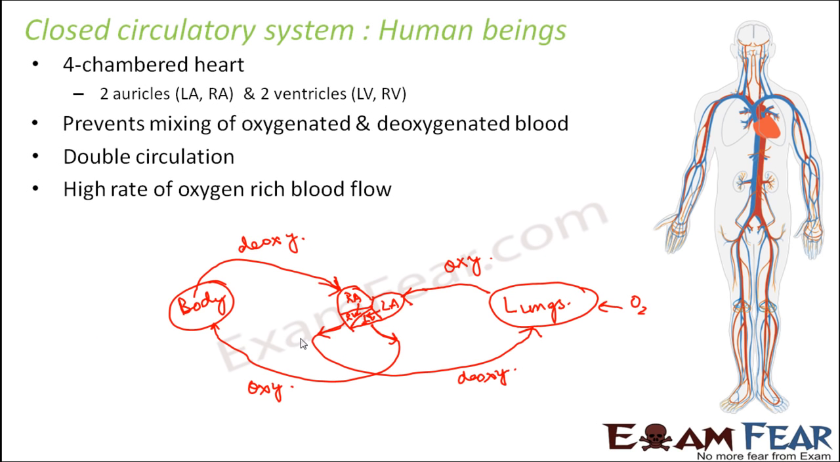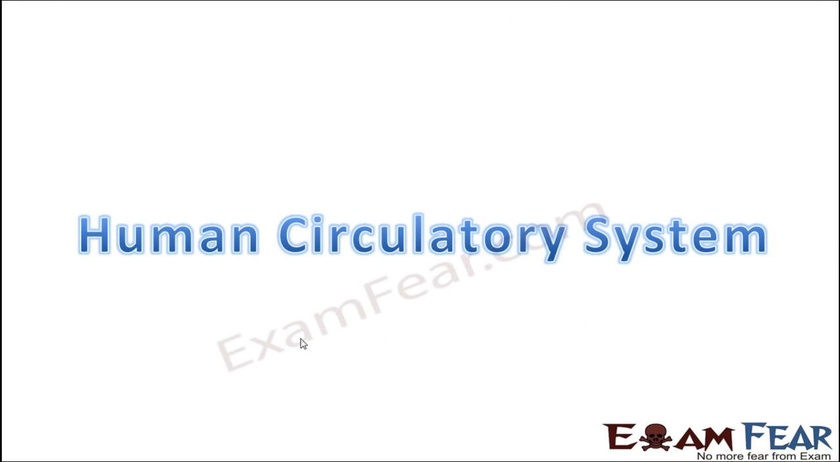Rate of oxygen-rich blood flow. That's because in this case, since there is no mixing up, the rate at which the oxygenated blood flows is also higher. So this was a brief introduction about the circulatory system in different animals.